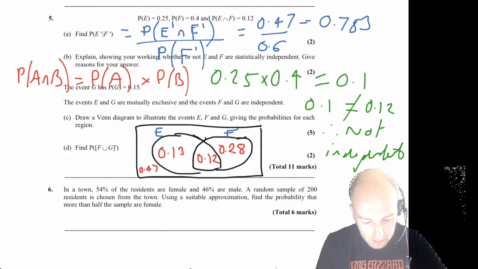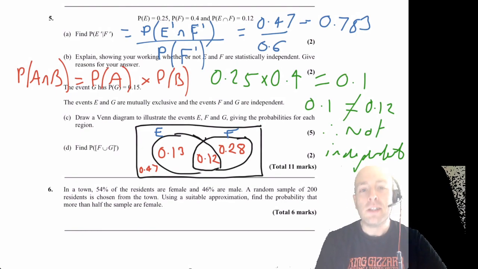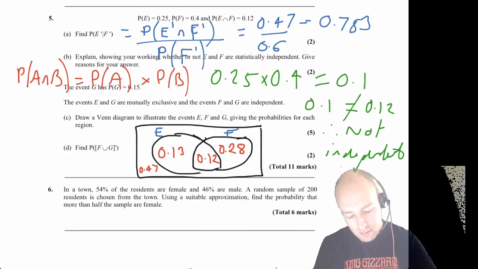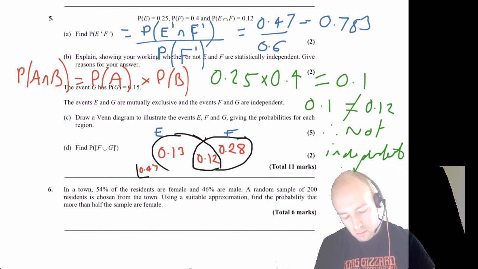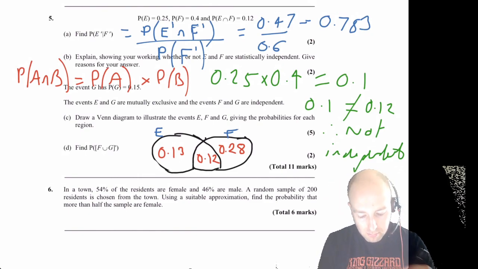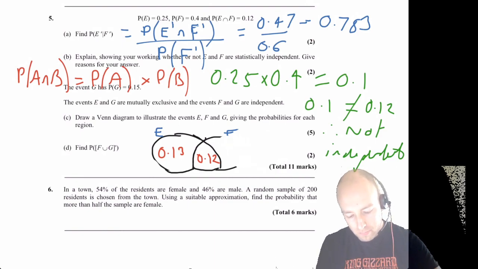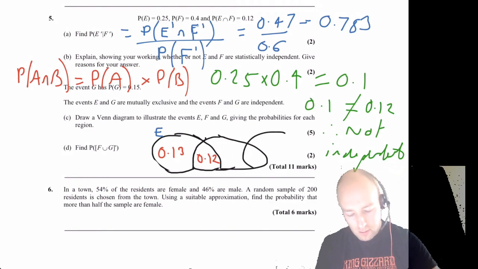The event G has probability of G happening 0.15. E and G are mutually exclusive, and F and G are independent. Confusing. Okay, so it wants us to do a Venn diagram. So luckily, I've already started a Venn diagram. So we're going to add G over here. So let's alter this one. Such a lovely circular Venn diagram.